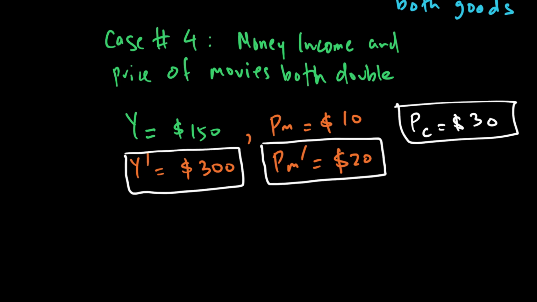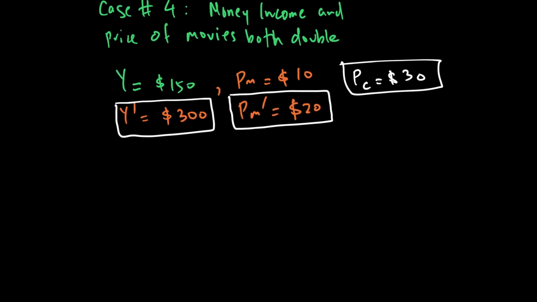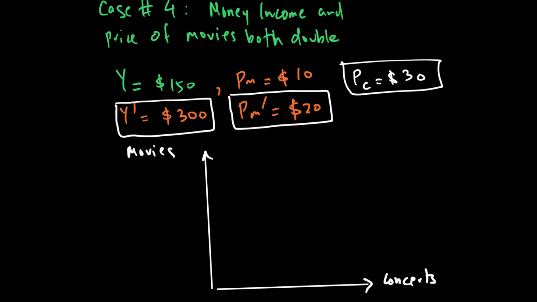What we'll do is when we make a diagram for this one, we will take each at a time. So first we'll double our income. Previously we know we were buying 15 and 5 of movies and concerts. So this is movies, this is concerts, and we were buying 15 and 5.